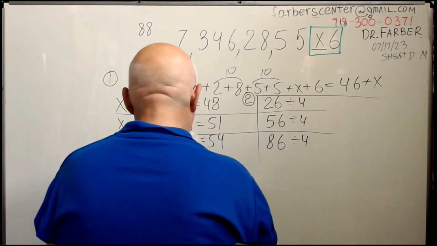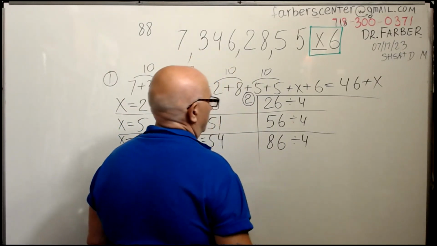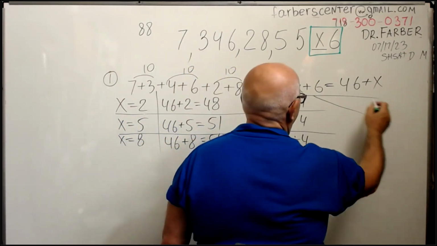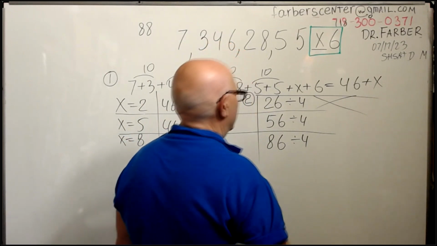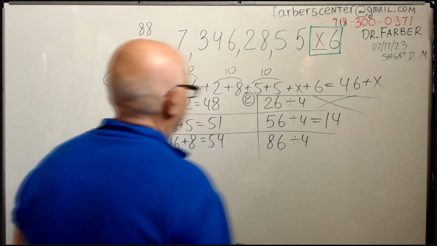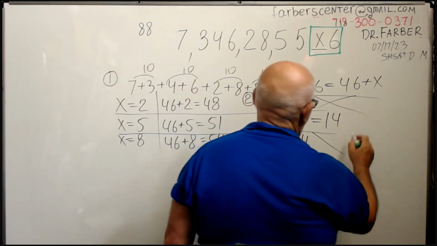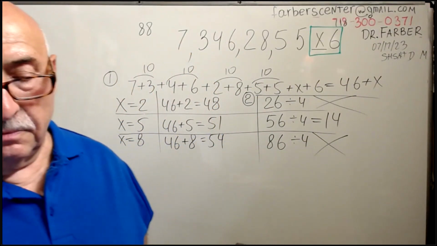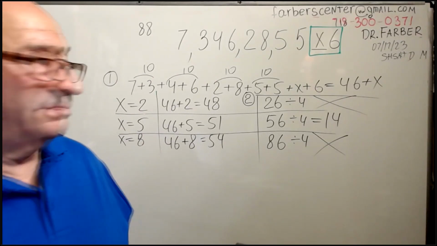And what do we have? 26 by 4 is not divisible. No way, because it's 13 over 2. It would be 6.5. No way. Cross it out. 56 divided by 4 is 14. Beautiful. 86 divided by 4, what is it? It's 43 divided by 2, 21.5. Not good. Question: which candidate passed both interviews? X equals what? 5. Yes, this is the answer.